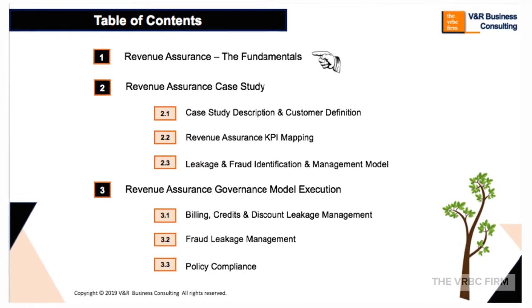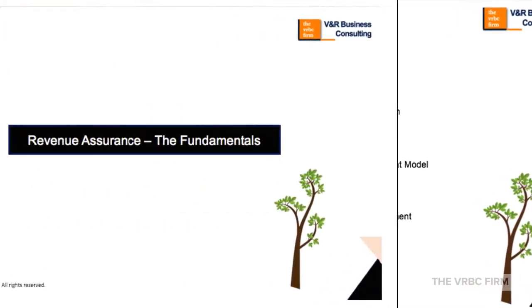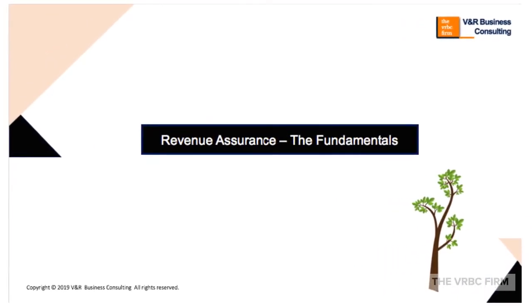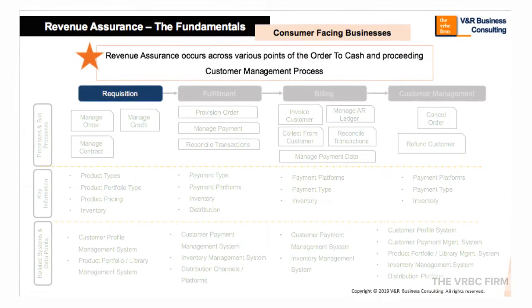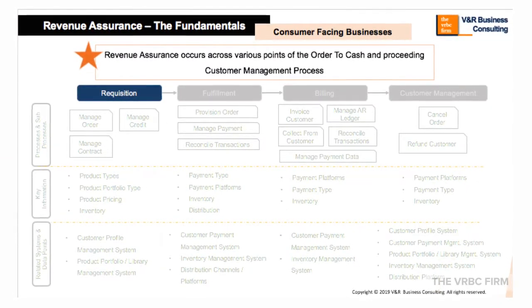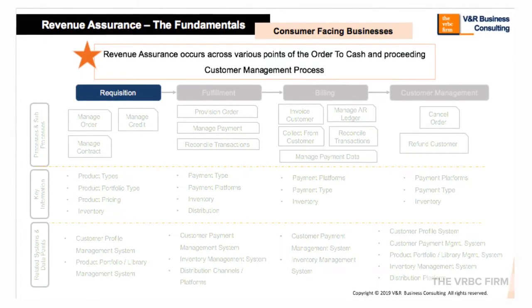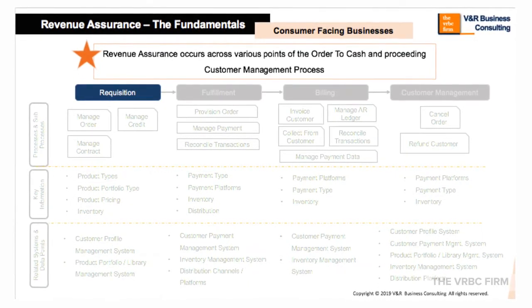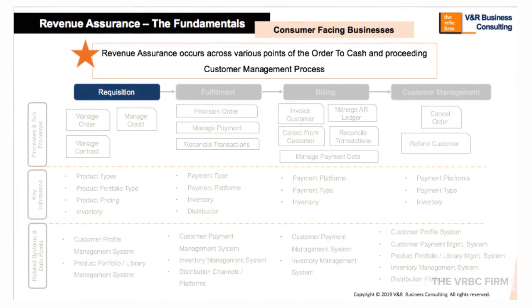Let's go ahead and get going with the fundamentals. Revenue assurance happens during the most important process within any business, the order-to-cash process. The process builds from the time the customer makes contact with your business, makes a purchase, and then makes use of the products and services they purchased.